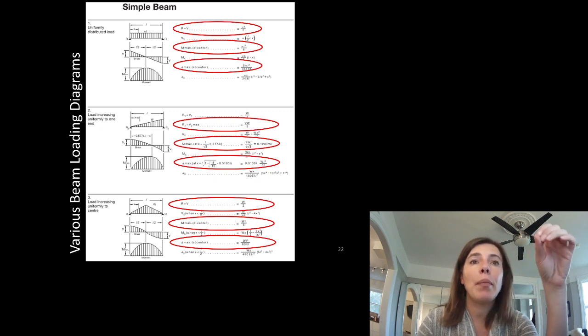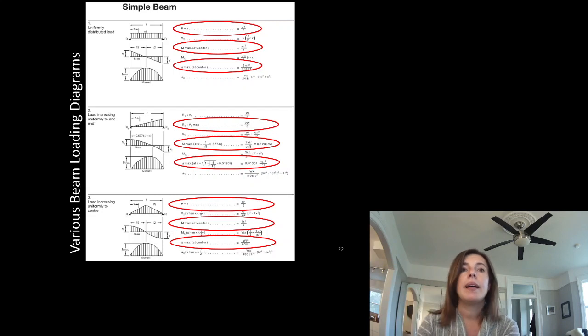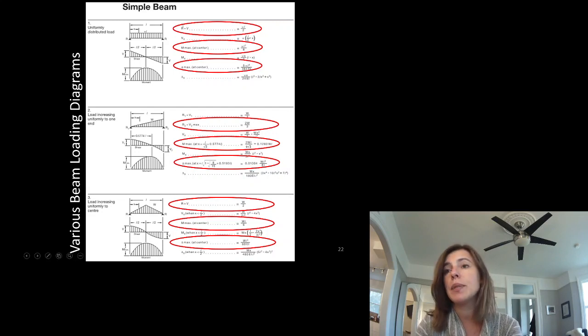And if you remember, a few weeks ago when we talked about figuring out what the shear and the moment were on different beam types, I gave you some beam loading diagrams. And if you look at these, you can see that we know how to figure out shear and moment and deflection. So here's that deflection calculation, 5 WL to the power of 4 divided by 384 EI.